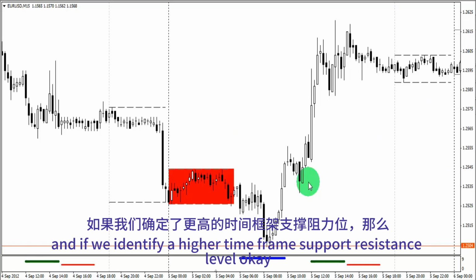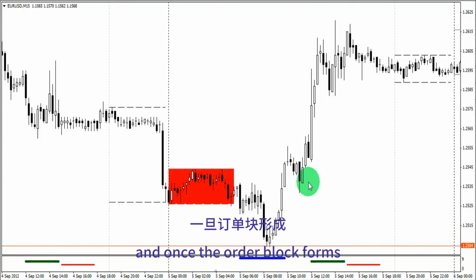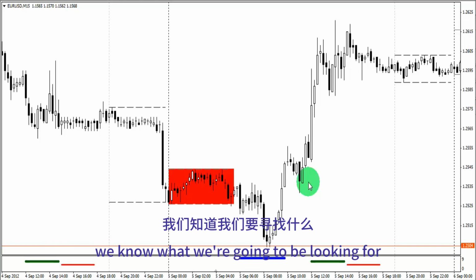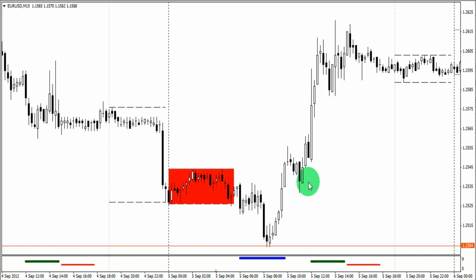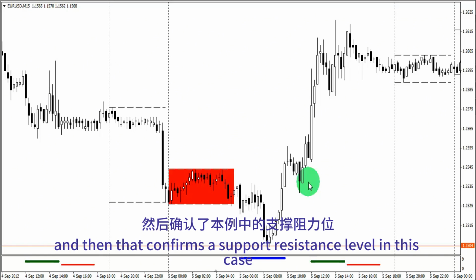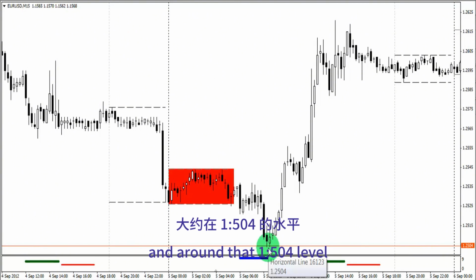If we identify a higher time frame support resistance level, that is an area where I would look for order blocks to form. Once the order block forms, obviously it's a done deal. We know what we're going to be looking for. A killing ground is just an ideal area to anticipate the order blocks to form, and then that confirms a support or resistance level. In this case, we identified the order block on a higher time frame, around that 125.04 level, give or take.